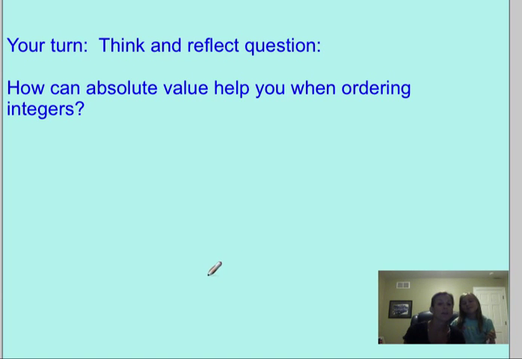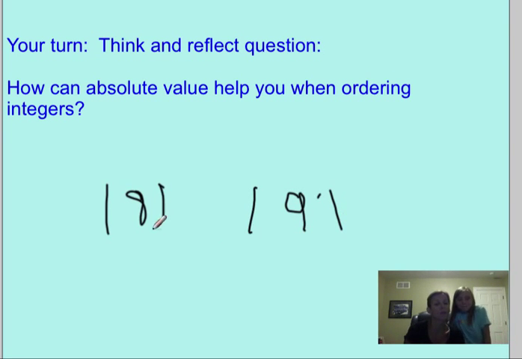How can absolute value help you when you're ordering integers? The other day we talked about the absolute value being that number in between those vertical lines. So how would absolute value come into play when you're ordering integers? Think about it, answer the question in your journal, and we'll get back to it tomorrow.